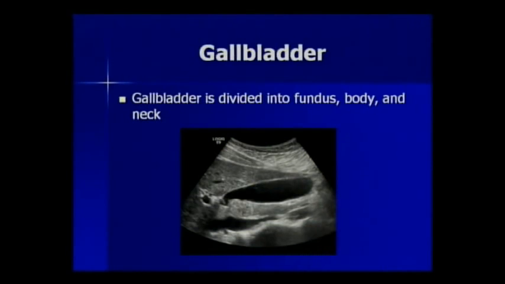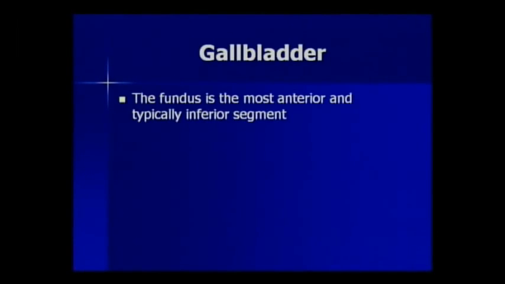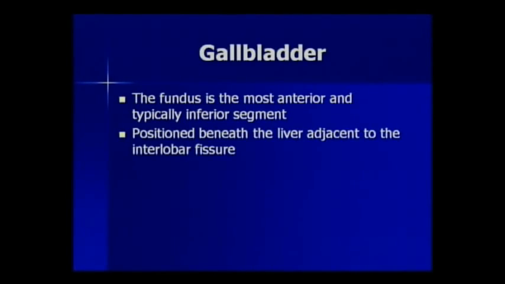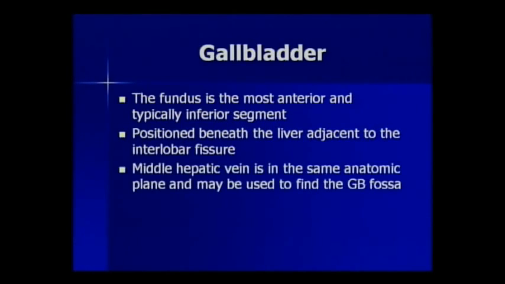So we're going to move on to the gallbladder. And the gallbladder is divided into the fundus, body, and neck as seen in this image. The fundus is typically going to be the most anterior and typically the most inferior segment. The gallbladder is going to be positioned beneath the liver, adjacent to the interlobar fissure. And again, what we already talked about, the middle hepatic vein running in the interlobar fissure is in the same anatomic plane, and therefore we can use that middle hepatic vein or the interlobar fissure in order to find the gallbladder fossa when we're having trouble.